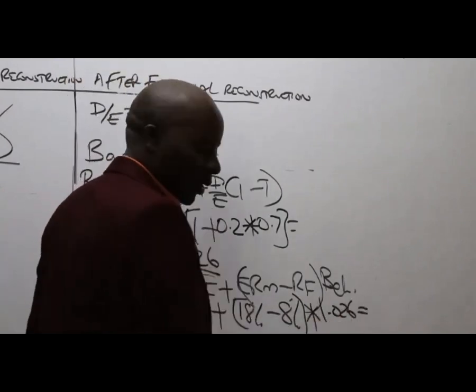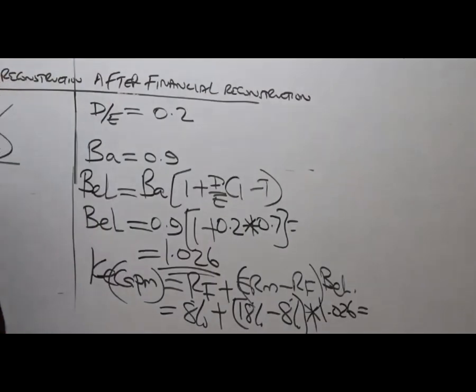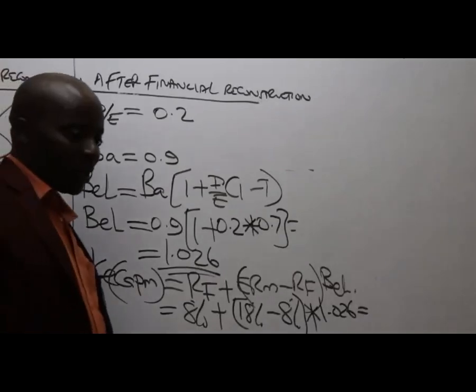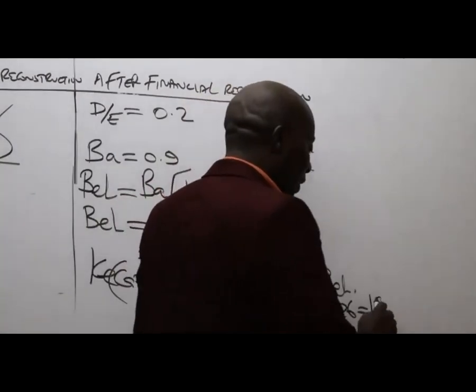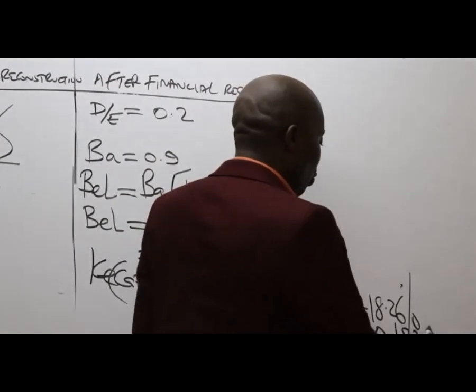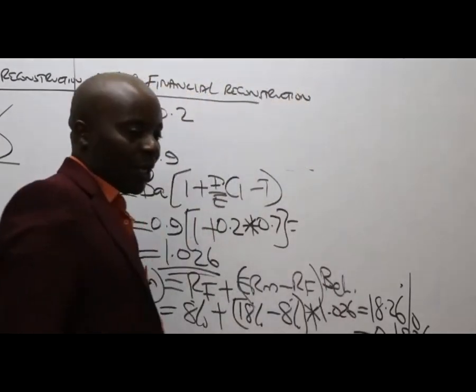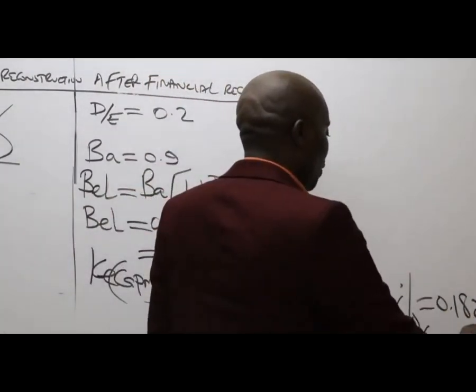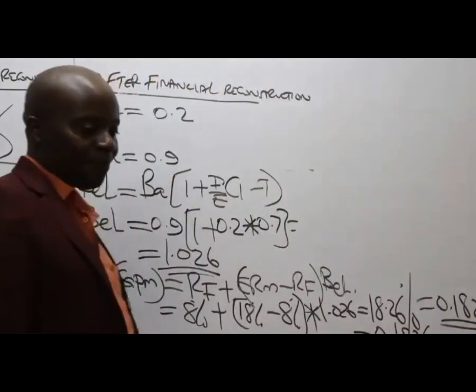Could you kindly give me the final answer now? I'm being told it is 18.26. So all of us are writing there 18.26. And for purpose of my substitution in the formula, I know this will be 0.1826. So are we together up to there?